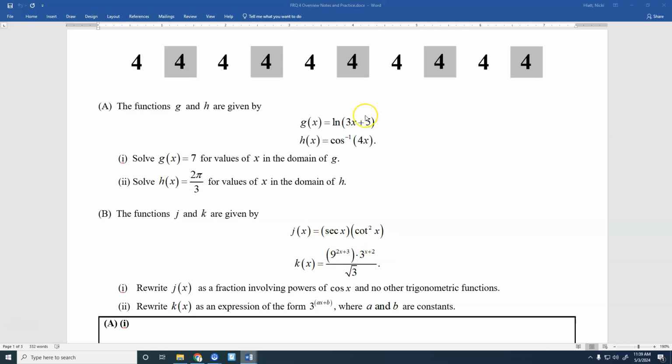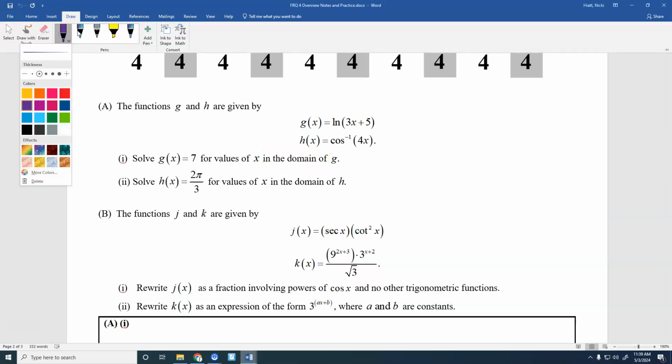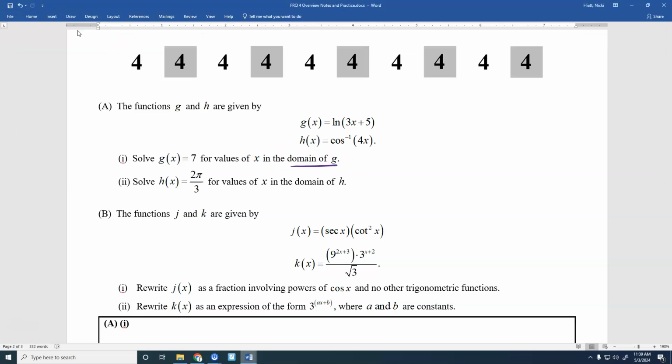So let's just do a few problems to try to remember what's going on here. So for part 1, it says solve g of x equals 7 for values of x in the domain of G. Now let's talk about that domain of G stuff right there. Domain of G. For our domain of G, what is our domain for a natural log function?